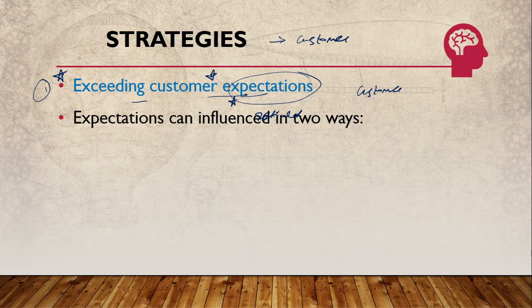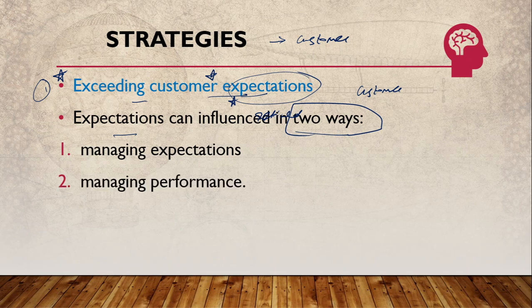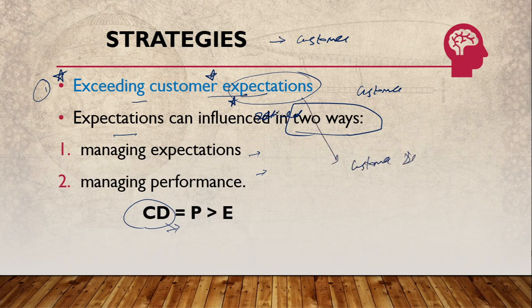So how can these expectations be influenced? Expectations, in general, can be influenced in two ways. The first way is managing expectations, and the second is managing performance. If there is an exceeding of the customer expectation, then that will lead to the delight of the customer. Customer delight is when the customer is very happy or satisfied. So the basic equation which you can remember is that customer delight, or the performance of your product or service, should always exceed the expectations of the customer.